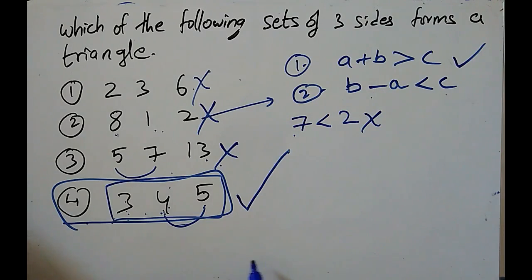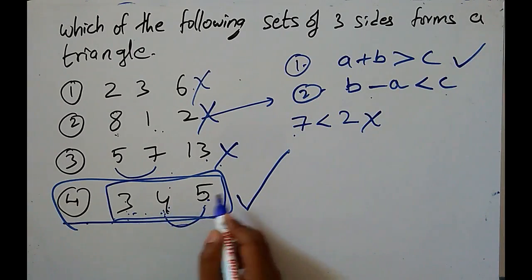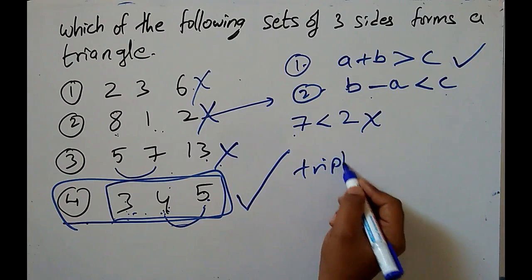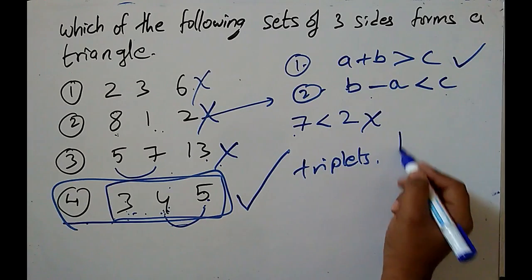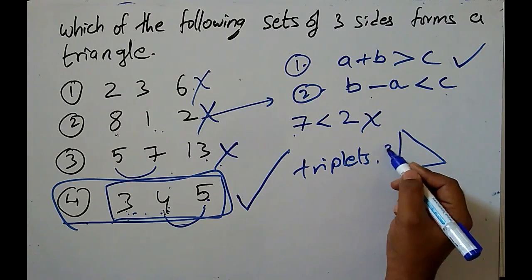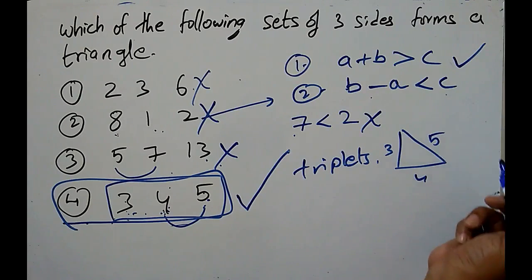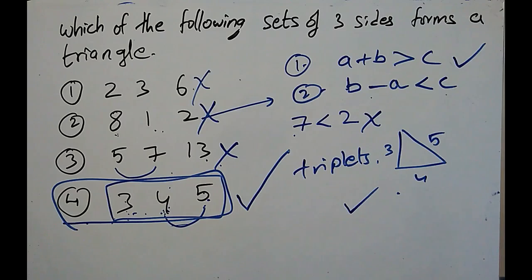And you can identify these 3, 4, 5 are triplets of a right angle triangle, friends. 3, 4 and 5, where 5 forms the hypotenuse. So this is another way we can identify this answer.